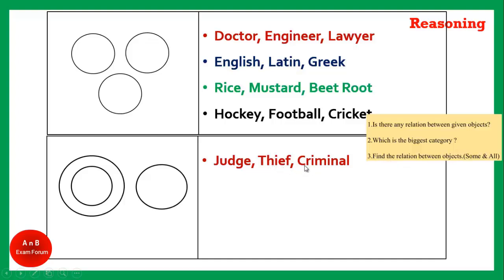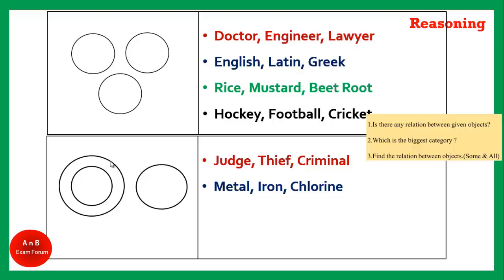Yes, there is a relation. Every thief is a criminal. The inner circle represents thief and the outer circle represents criminal. So every thief is a criminal, but every criminal cannot be a thief. Understood? Let's see the other questions.